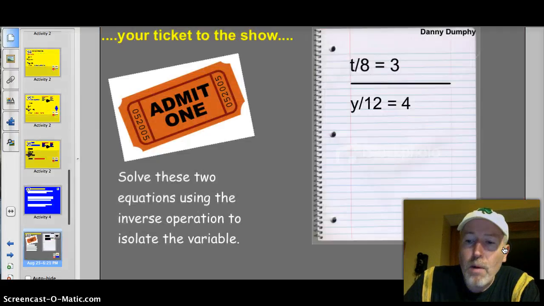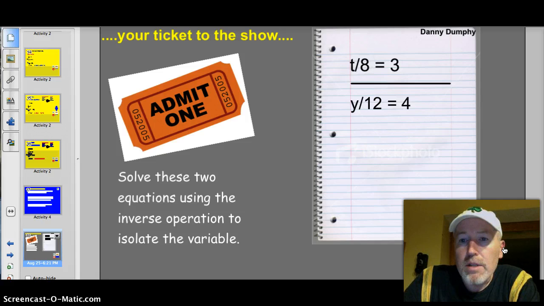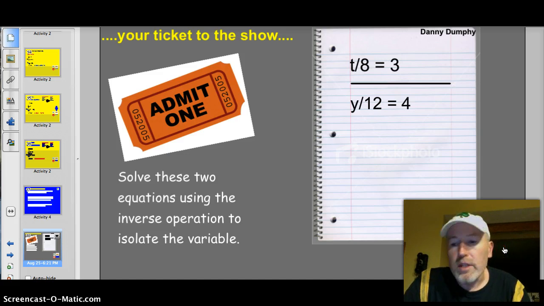All right, here we go. Here's the ticket. t divided by 8 equals 3. y divided by 12 equals 4. I'll pause a moment to write those down. All right, bring those. That'll be your ticket to the show, as they say.